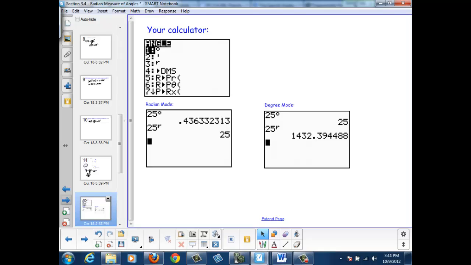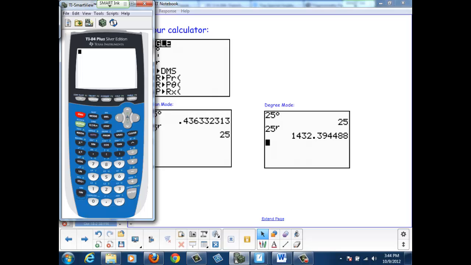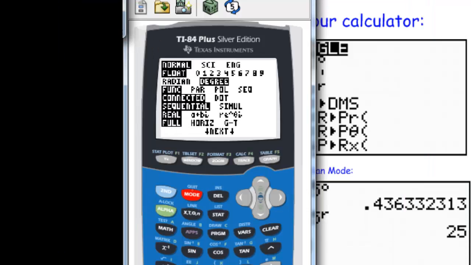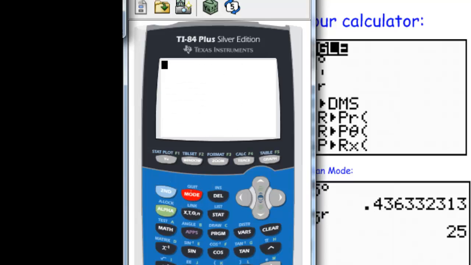Now our calculator can work with both radians and degrees as long as it knows which mode we're interested in. Currently, I'm in degree mode. So if I type in 25 degrees, I can get the degree sign in the angle menu, option 1, and it'll tell me that 25 degrees is 25 degrees.